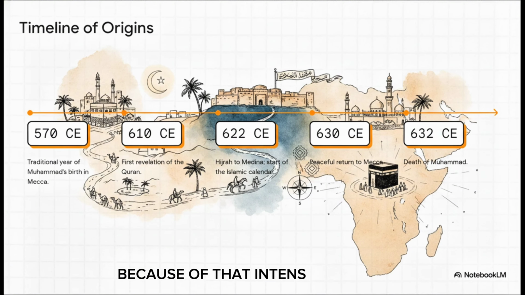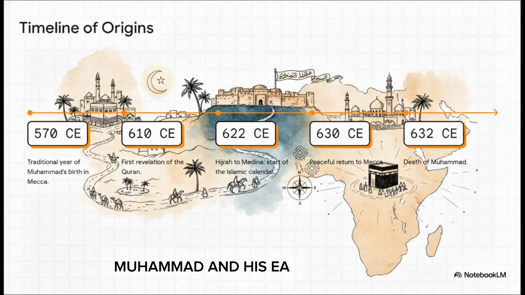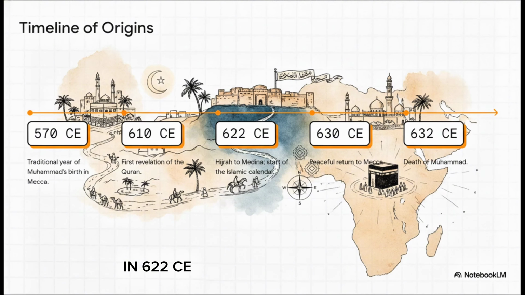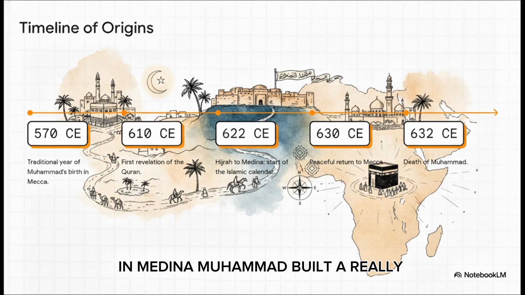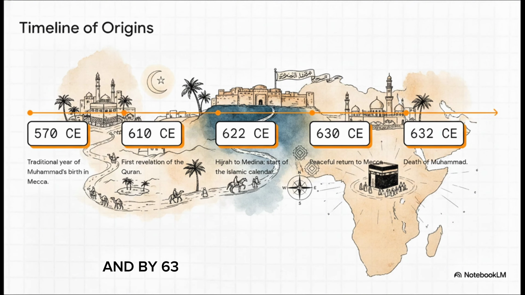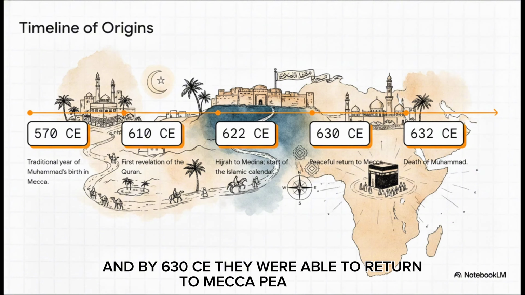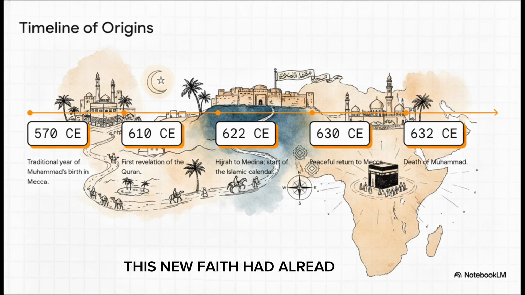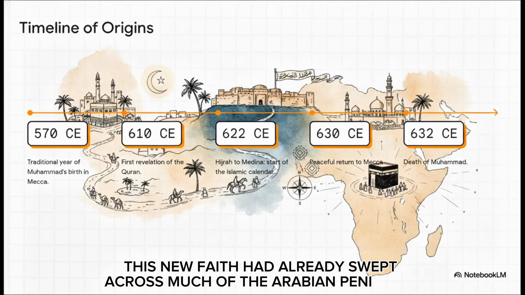Because of that intense opposition, Muhammad and his early followers actually had to migrate to Medina in 622 CE. It was a pivotal survival tactic. This event, known as the Hijra, is a massive turning point. In fact, it's so fundamental that it officially marks year 1 of the Islamic calendar. In Medina, Muhammad built a really cohesive community, and by 630 CE, they were able to return to Mecca peacefully. By the time of Muhammad's death in 632, this new faith had already swept across much of the Arabian Peninsula.